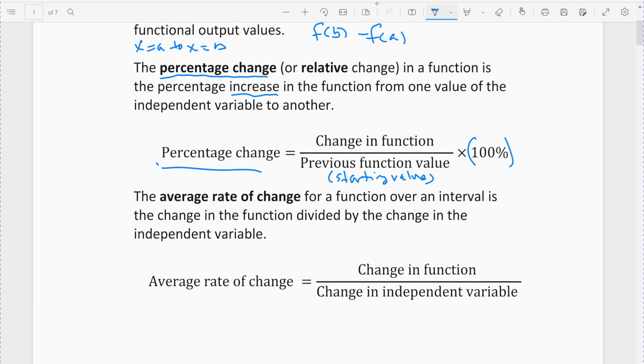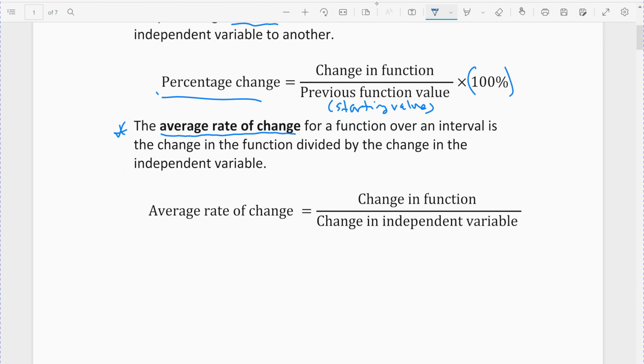All right, so actual change or exact change, percent change, and then the last change we're going to look at in this section is what's called average rate of change. This is the one, if you've taken an algebra class, they talk about a lot in algebra. Average rate of change of a function is how a function changes with respect to the independent variable. So it's the change in the function over the change in the independent variable. A lot of times we'll say it's the change in y divided by the change in x, which is a slope.